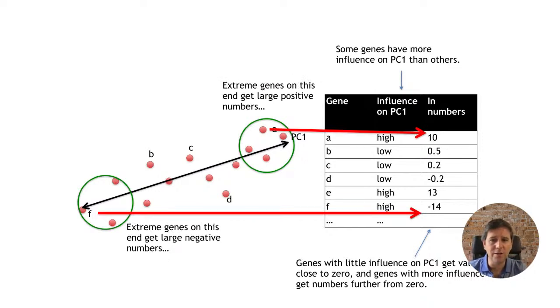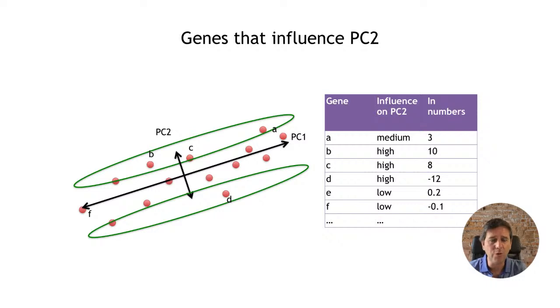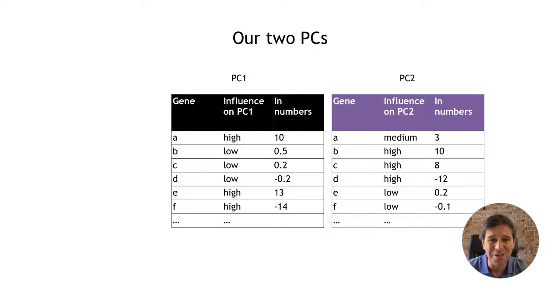These extreme genes on the ends of the line give the large values, either positive if they're on one end, or negative if they're on the other end. And which one you say is positive and negative is kind of arbitrary, as long as you do it consistently. That's the important thing. And we would do the exact same thing for the other vectors. So here I'm doing the same thing for PC2. In this case, B and C have a high positive influence, and D here, sorry if I go back, has a large influence, but in the negative direction. It's getting a minus 12 in this case in our little table here.